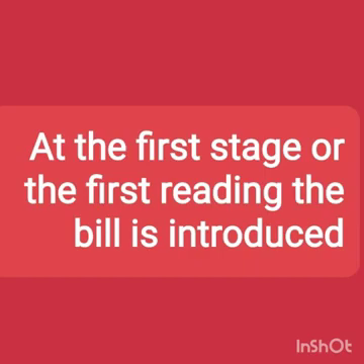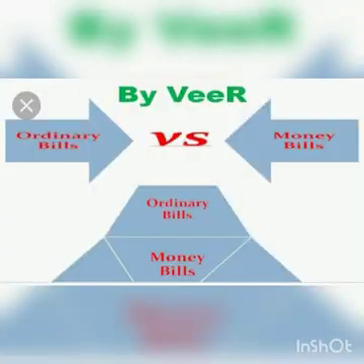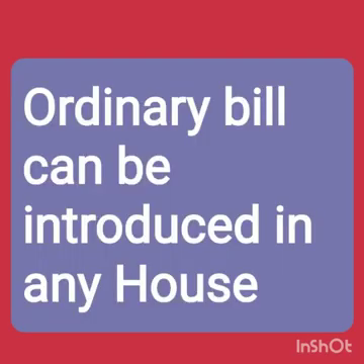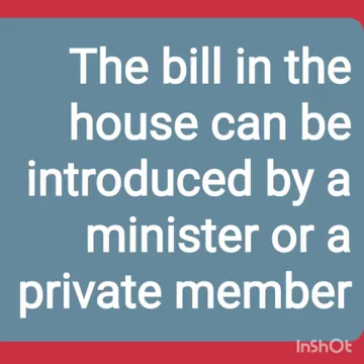During this first stage of the bill or the law-making procedure, the bill is introduced in the House. There are 2 types of bills that can be introduced in the Lok Sabha. They are the ordinary bill or the money bill. The money bill can be introduced only in the Lok Sabha, but the ordinary bill can be introduced either in the Lok Sabha or in the Rajya Sabha.